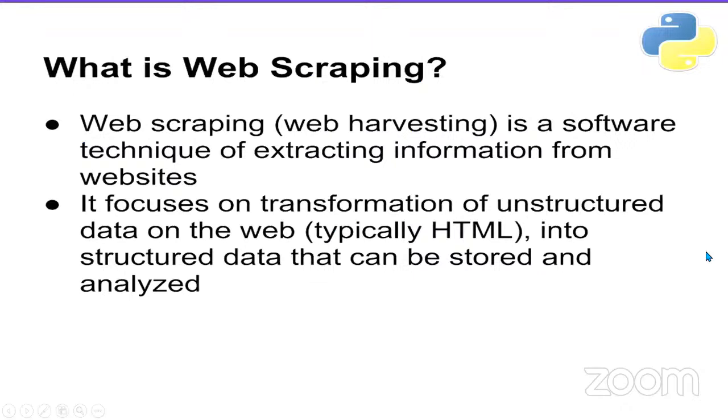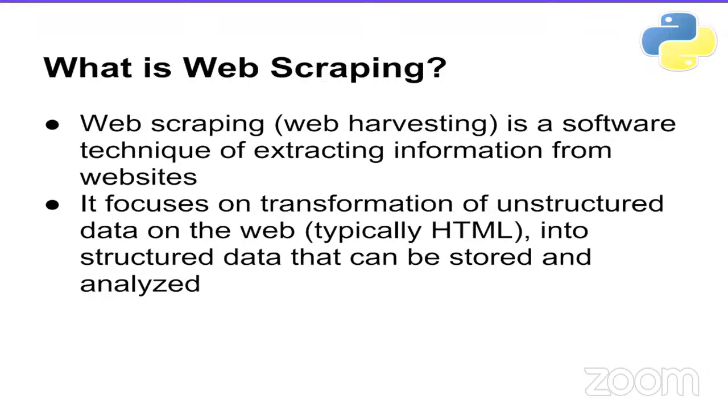So from yesterday, we are talking about web scraping. Web scraping is a software technique which we use for extracting information from websites. In real-time data, the data is very raw and unstructured. To get that unstructured data and transform it into a structured one, the whole process we call web scraping, and the language we are using is Python here.